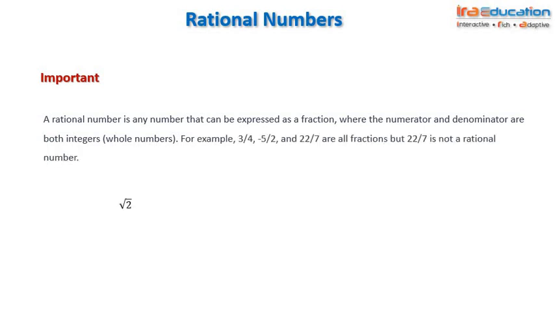For example, 3/4, -5/2, and 22/7 are all fractions, but 22/7 is not a rational number as the decimal part of the number will be non-terminating and non-recurring. Also, not all numbers are rational. For example, the square root of 2 is not a rational number, because it cannot be expressed as a fraction with integers as its numerator and denominator. However, irrational numbers are beyond the scope of this video, so let's focus on rational numbers for now.